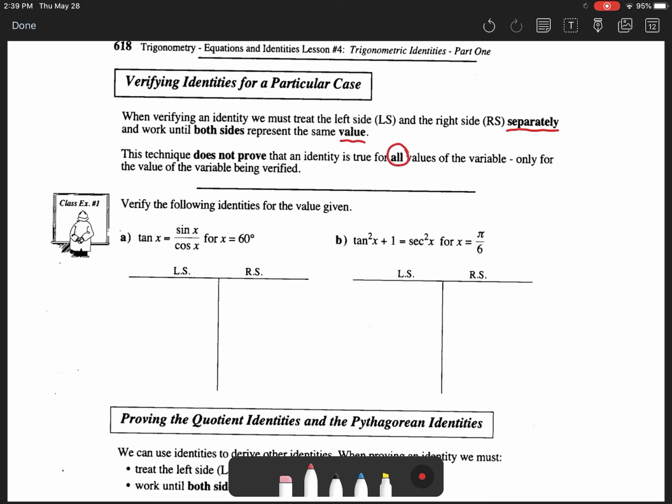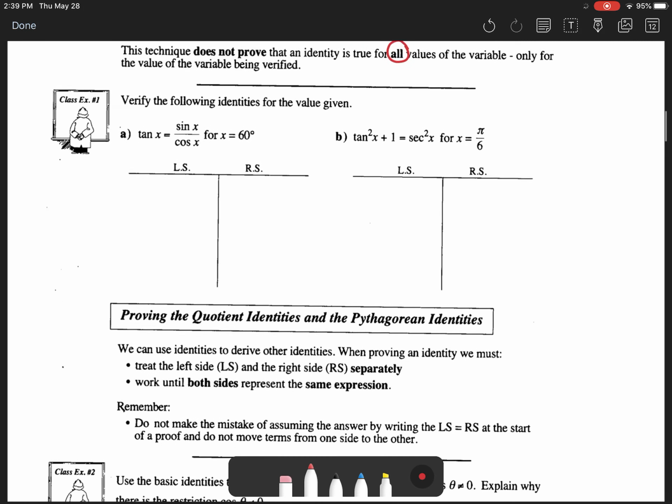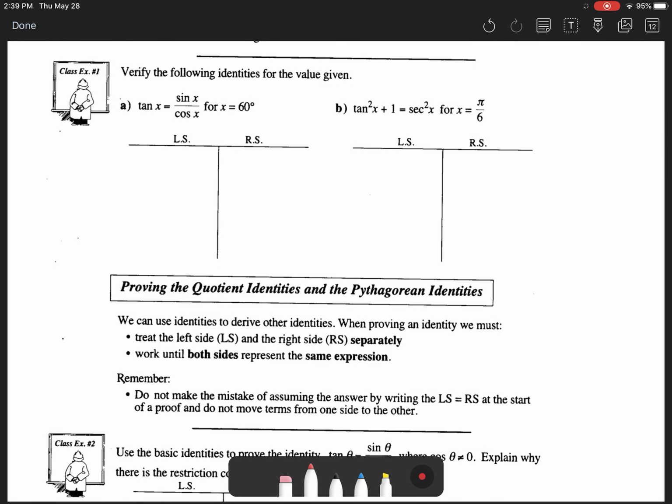When we want to prove an identity is always true, we cannot use numerical values substituted in for the variable. Okay? And you'll see that later on in the lesson and as we move through the rest of this chapter. So you can see in the first example here, class example 1, it does state that we're going to verify the identities, but for a specific value or for the value given.